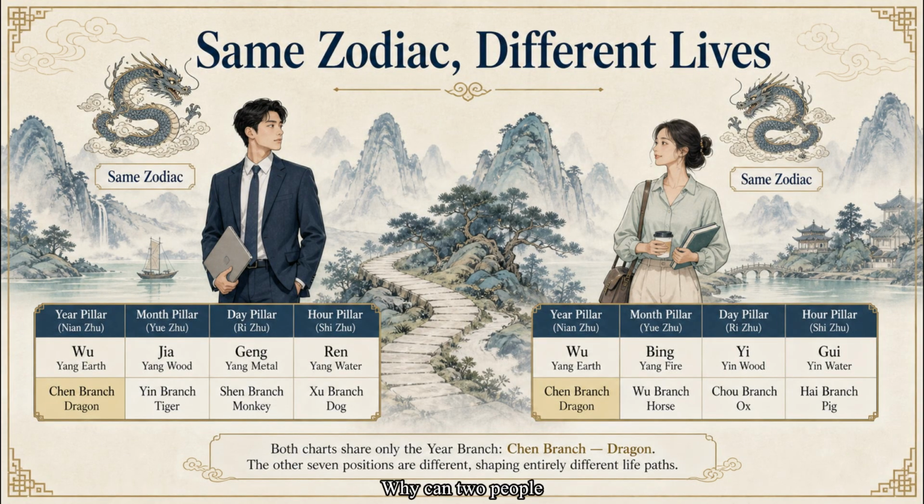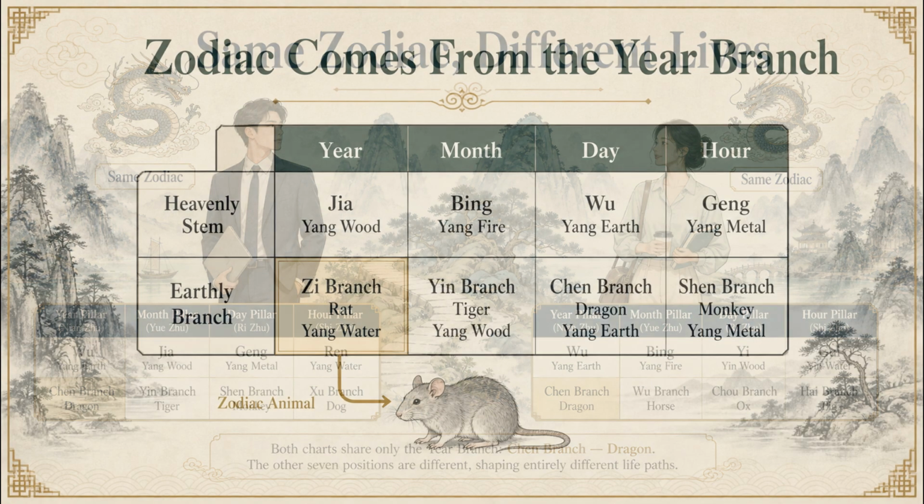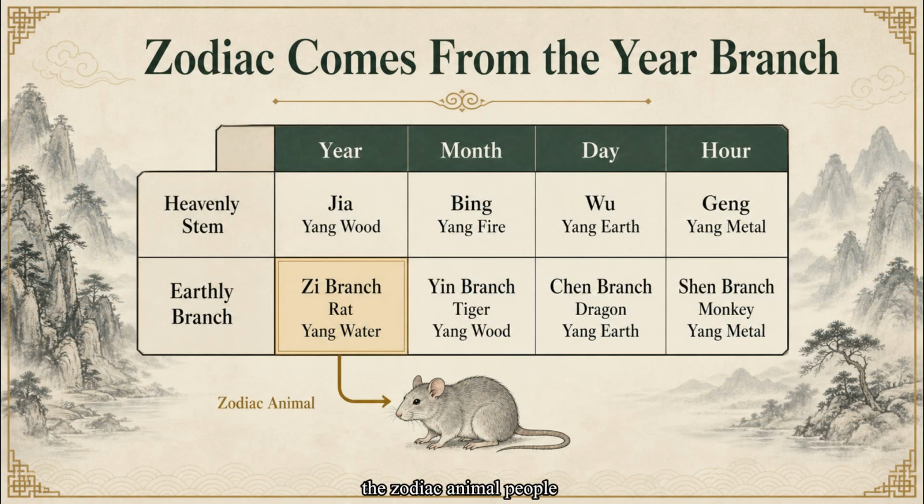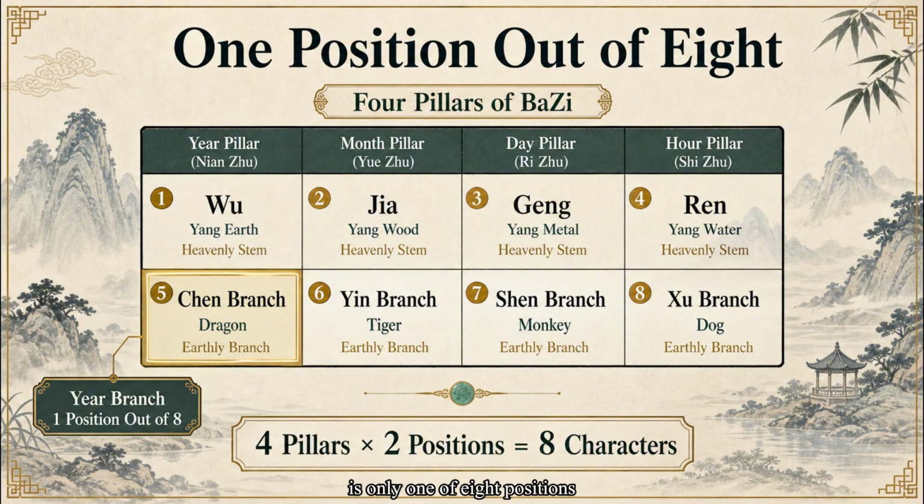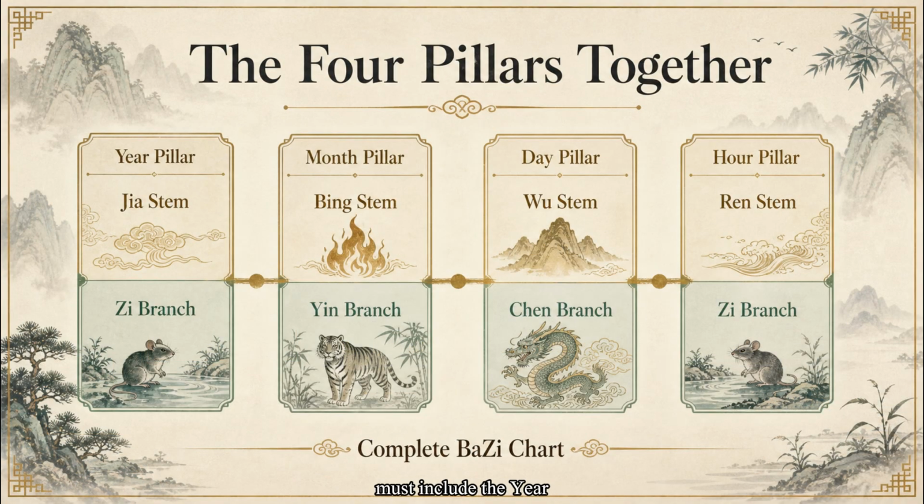Why can two people with the same Chinese zodiac animal have completely different personalities, careers, relationships, and life experiences? That is because the zodiac animal people commonly know mainly comes from the year branch. The year branch is only one of 8 positions, so it cannot represent the entire chart. A complete BaZi chart must include the year, month, day, and hour pillars together.